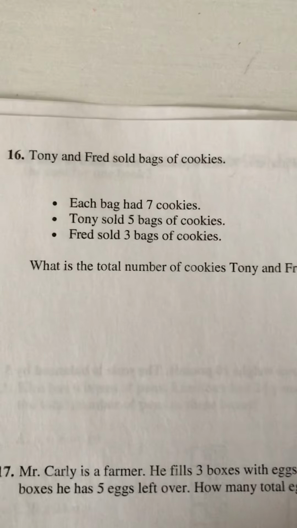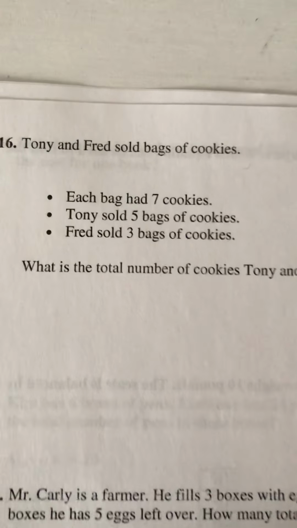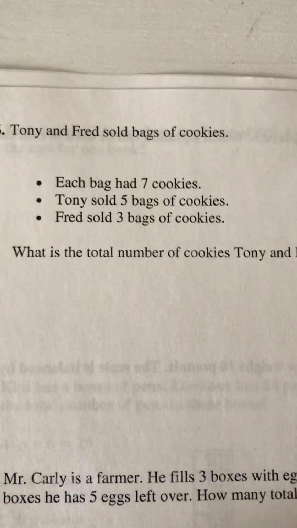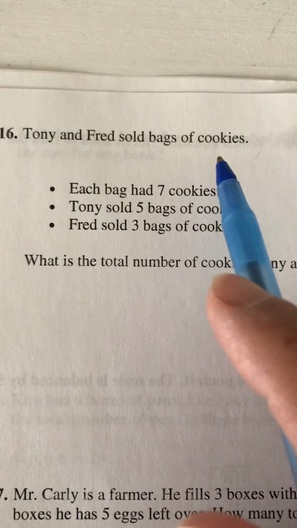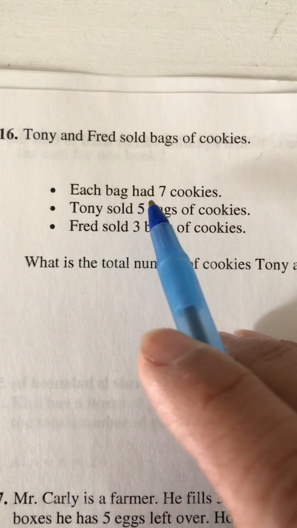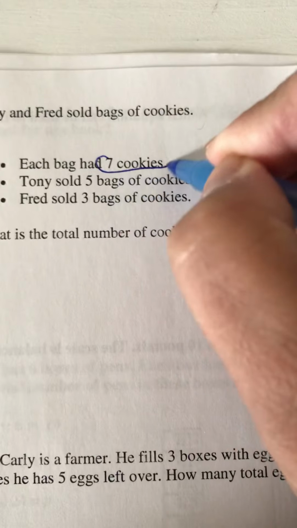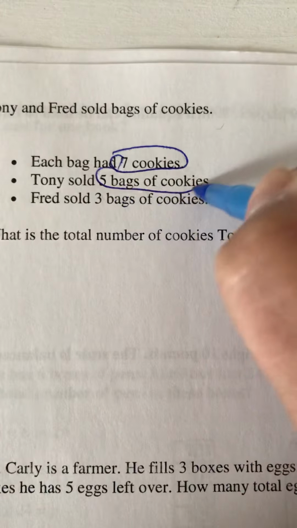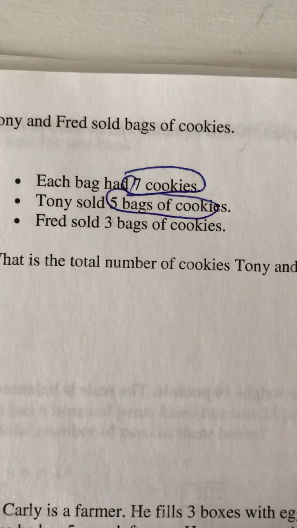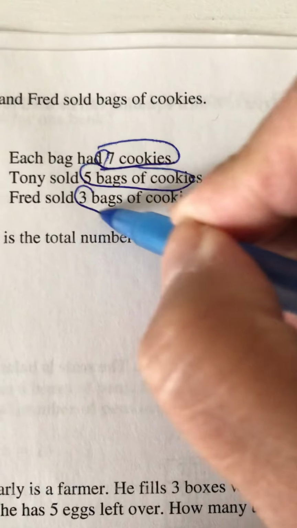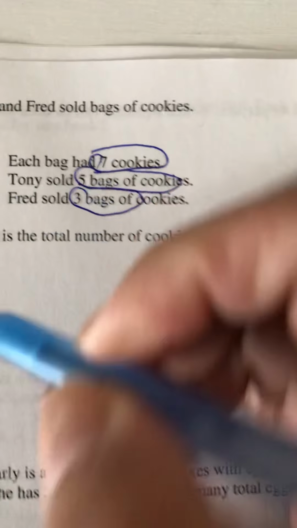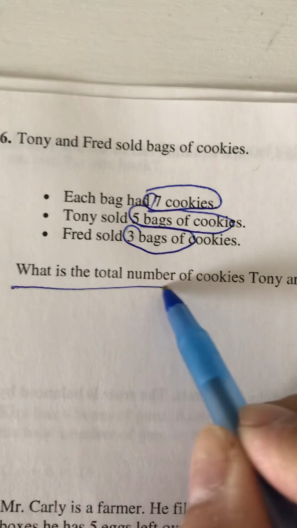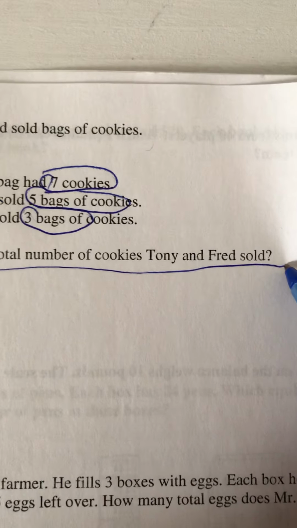Now, on my third reading, I'm going to circle all my keywords, or the important information, to help me solve my word problem. So, Tony and Fred sold bags of cookies. Each bag had 7 cookies. Tony sold 5 bags, and Fred sold 3 bags of cookies. Okay, so I'm going to underline my question. What is the total number of cookies Tony and Fred sold?